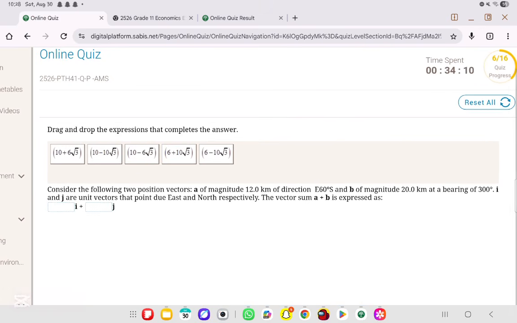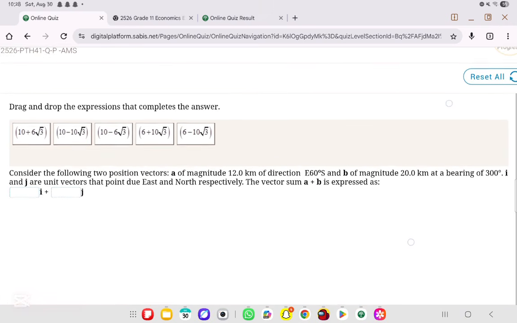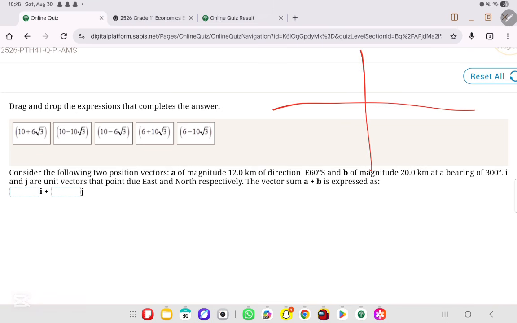Consider the following two position vectors. A of magnitude 12 kilometers and direction this, and B of magnitude whatever and direction and bearing this. Now, what I propose is whatever you get, sketch it. Okay? So, first of all, remember, never eat shredded wheat. Now, the first vector, vector A, has a magnitude of 12 kilometers and a direction of E60 south.